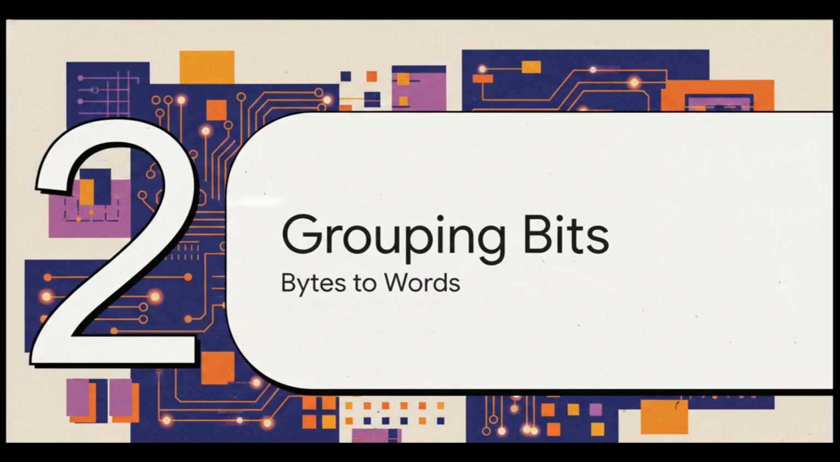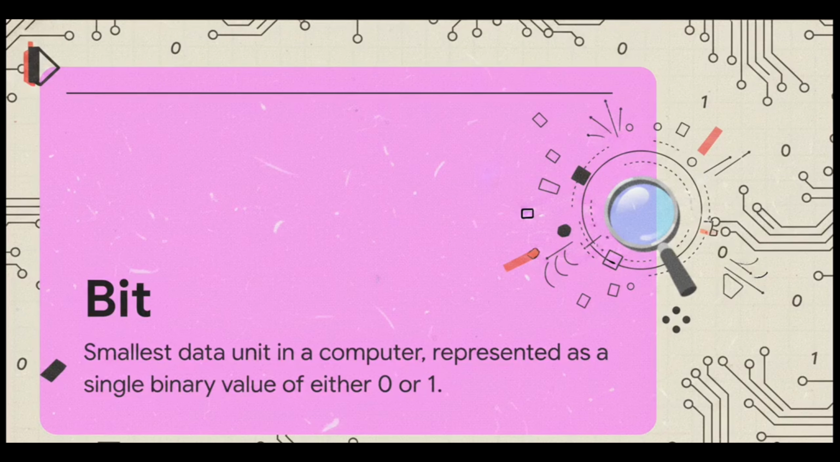Section 2. Grouping bits. Bytes to words. It all starts right here. A bit, which, by the way, is just short for binary digit, is the absolute microscopic foundation of computer storage. It's just a single state, 0 or 1. Now, alone, a single bit doesn't really do much, but it's the core building block for the whole shebang.